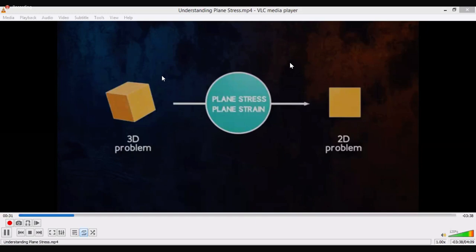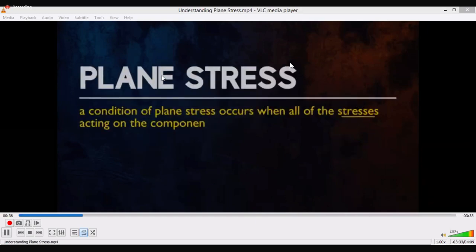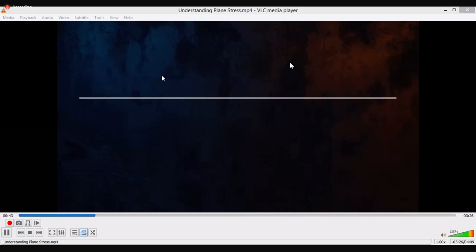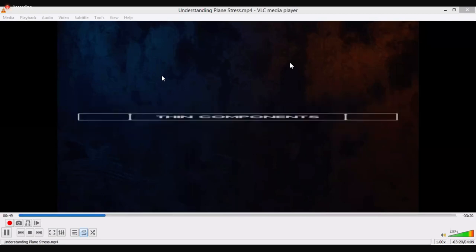So what does plane stress mean? A component is said to be in a condition of plane stress when all the stresses acting on it are in the same plane. A surprising number of common engineering problems can be approximated to plane stress conditions. It is most relevant for the analysis of thin components.